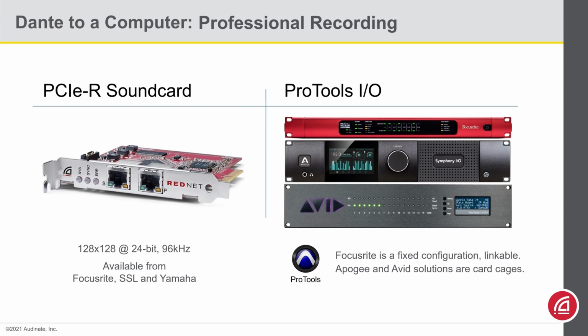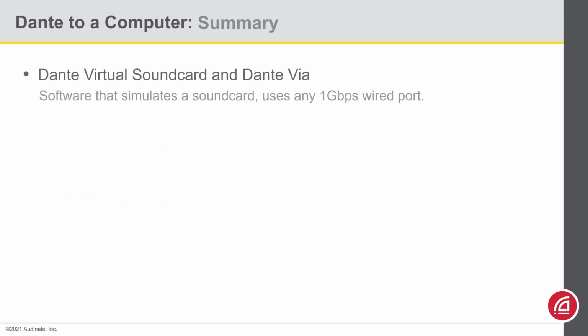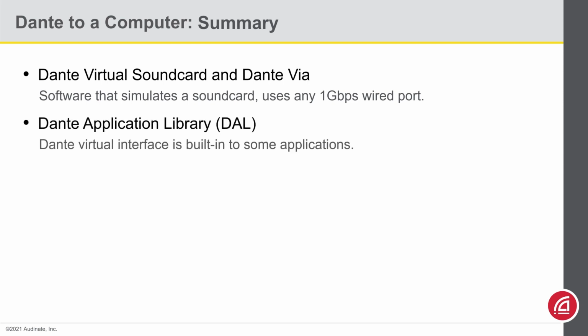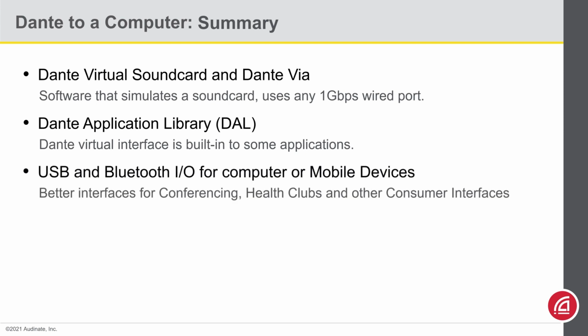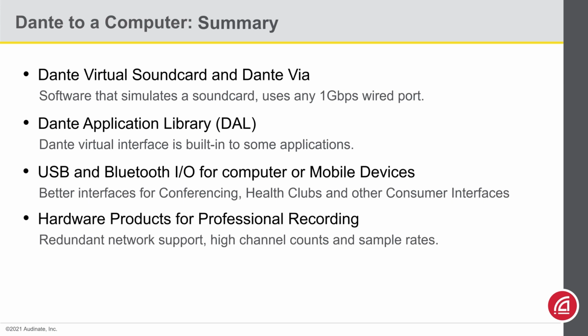Now, if we're working with Pro Tools, there are several solutions from companies like Focusrite, Apogee, and Avid that will plumb Dante right into Pro Tools space without artificial channel limitations. So with Dante, you'll have lots of options to solve your need. You'll find virtual sound cards, libraries built into programs, simple 2-channel interfaces for conferencing or background music, and of course, larger multi-channel devices for professional recording. Whatever your application, you're sure to find the product you need with Dante.